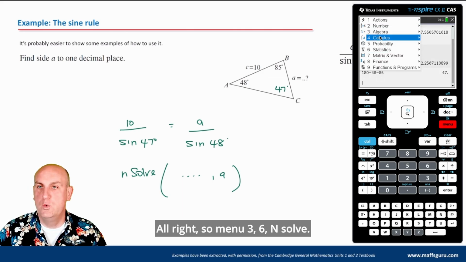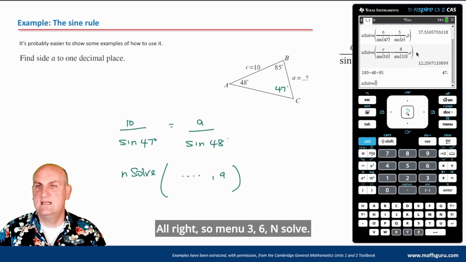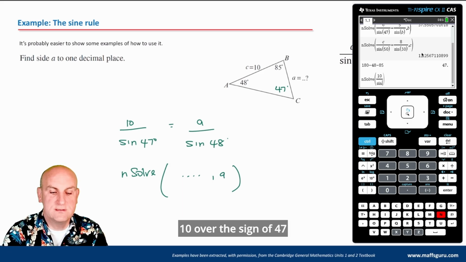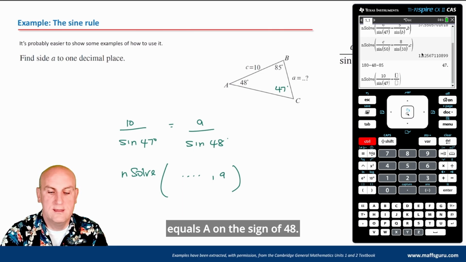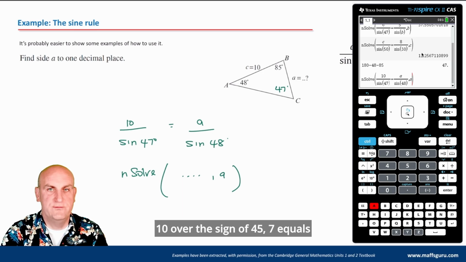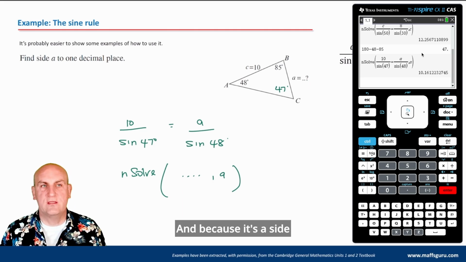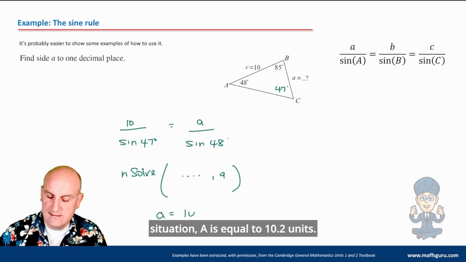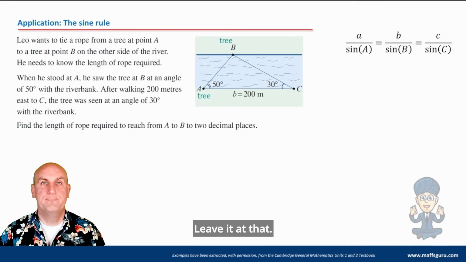All right, so menu 3, 6, and solve. And again, I'm just going to type it because it's going to make my life a lot easier. 10 over the sine of 47 equals A over the sine of 48. Comma A, let's just check we got that right. 10 over sine 47 equals A over sine 48, comma A. And because it's a side length, 1 decimal place, 10.2. All right, so in that situation, A is equal to 10.2 units. They haven't given it to me. Leave it at that.